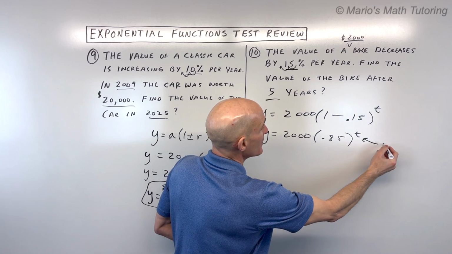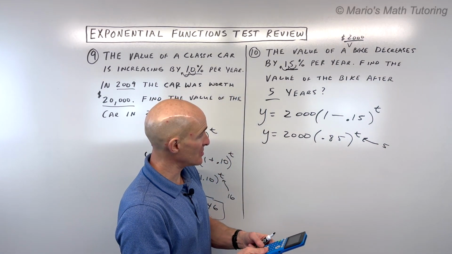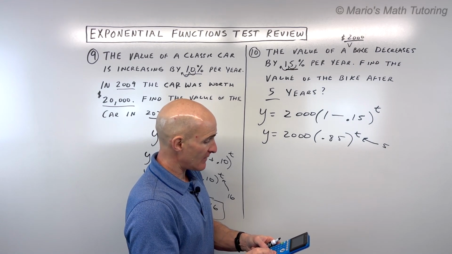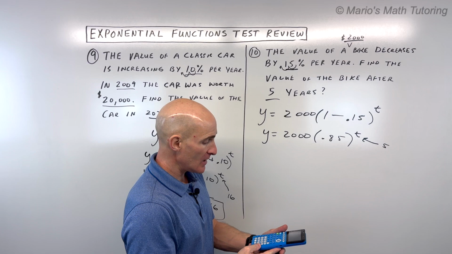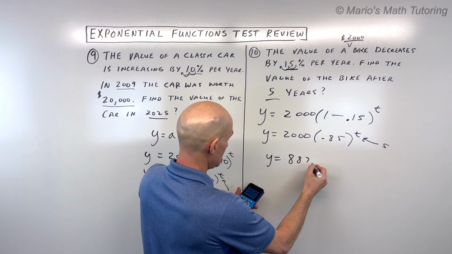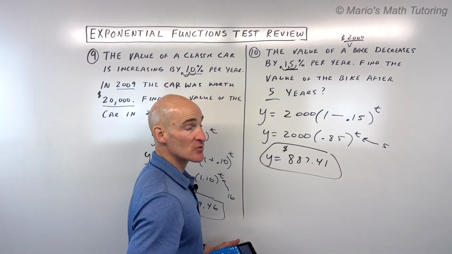Now we want to know how much the bike is going to be worth in 5 years. It should be a lot less because it's decreasing. So 2,000 times 0.85 to the 5th power. I'm getting $887.41. So that's how much the bike is worth in 5 years.